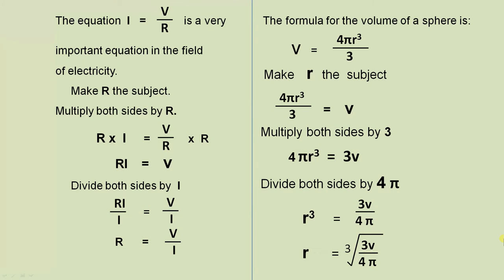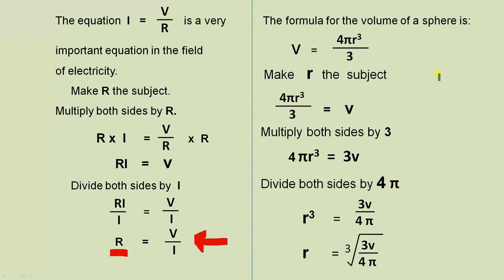The equation I equals V over R is a very important equation in the field of electricity. Let's make R the subject. So multiply both sides by R, so we get R times I equals V over R times R. So RI equals V. Divide both sides by I, so RI over I equals V over I, so R equals V over I. So there's the answer, and R is the subject.